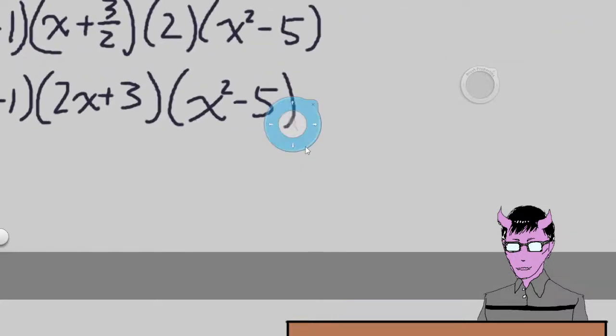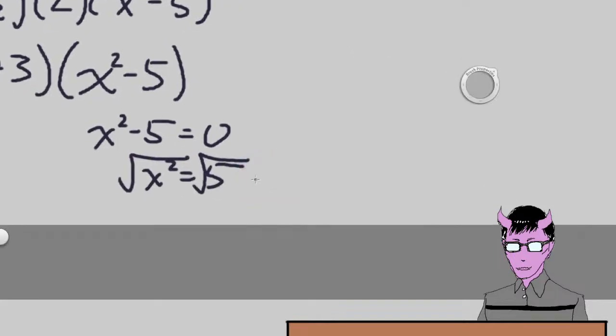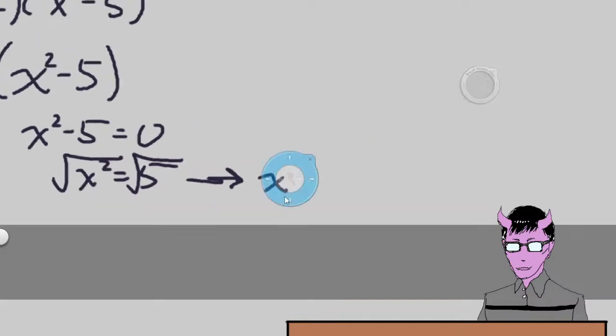Okay, so the reason why I'm mentioning this is because technically this has 2 real solutions. They're just irrational. So if we set x squared minus 5 is equal to 0, we add 5 to both sides. Getting that, and then we can apply the square root to both sides. And that's going to result in x is equal to, don't forget plus or minus, because we're going from even to odd exponent. So plus or minus square root of 5.